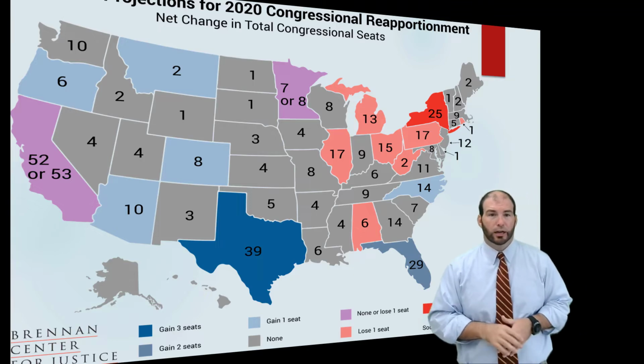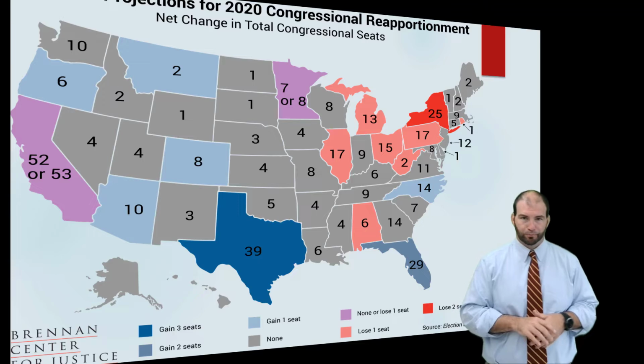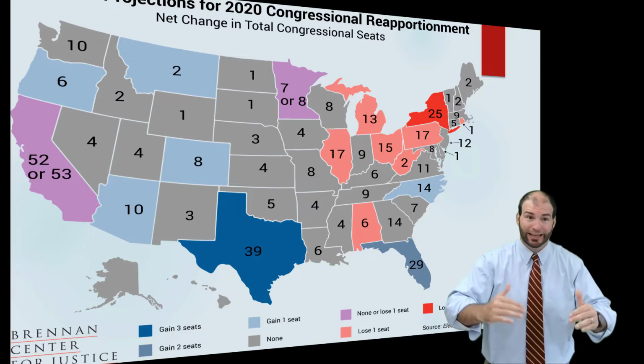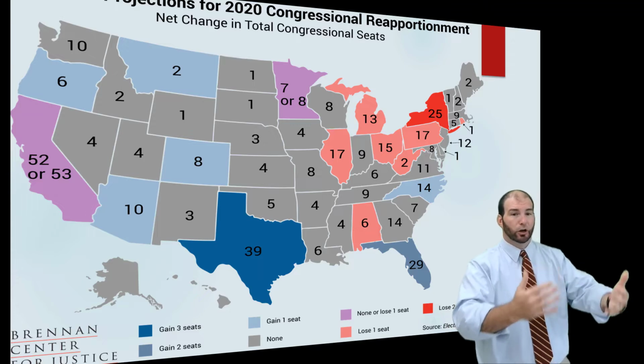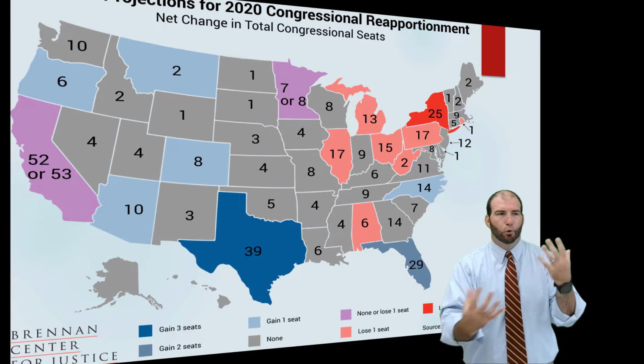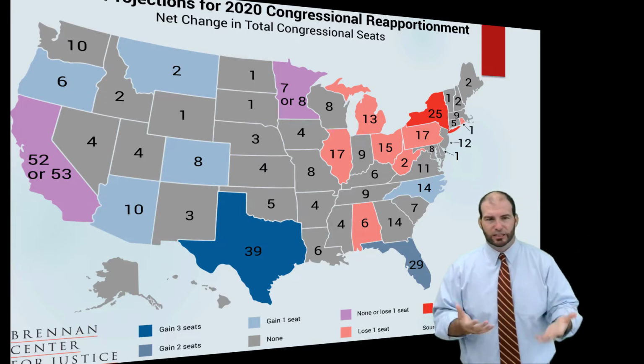So New York here, that red one in the top right, that's 25, they lost 2 seats because their population actually went down. Texas population goes up. So because of that, that is how they apportion that, they divide up those 435 different seats.